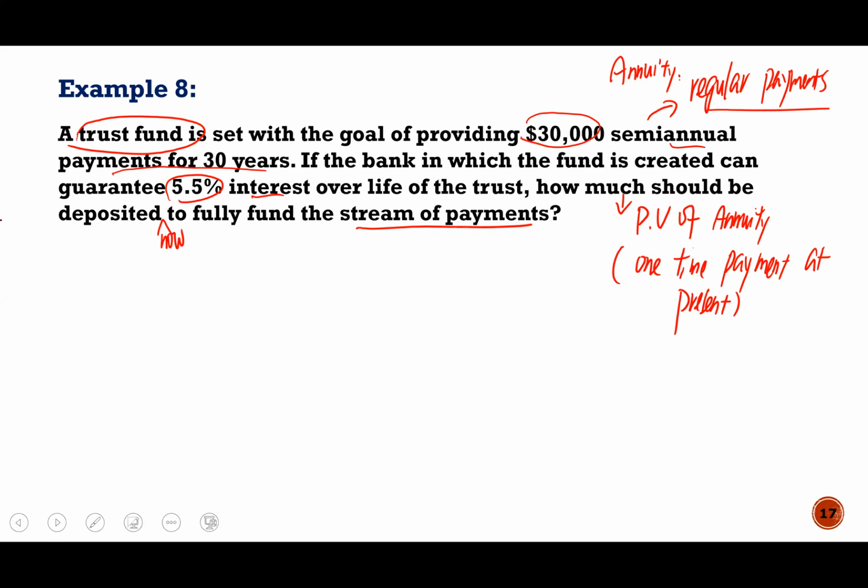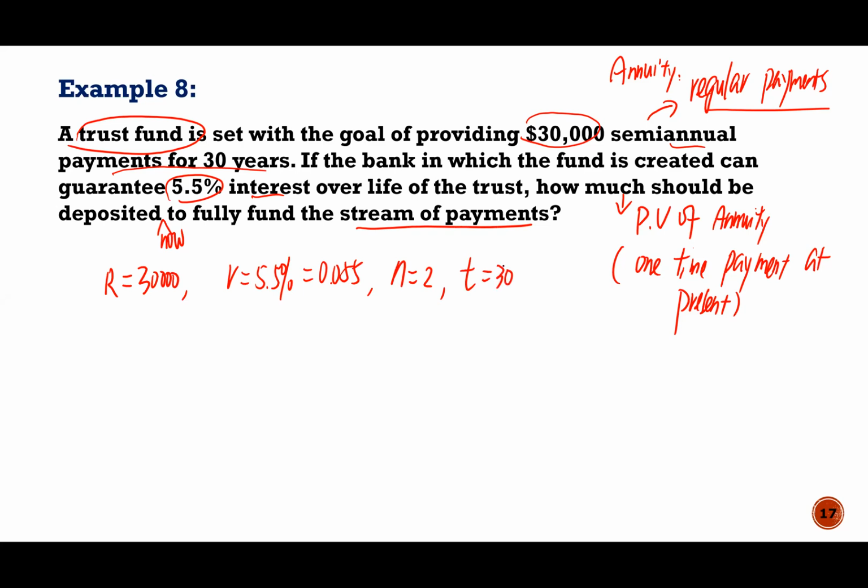So now one more time, let's list all the given information. We know the regular payment, it's 30,000. And we know interest rate, R is 5.5%. Okay, so this is 0.055. Okay. And we know number of compounding periods per year, right? So it's twice per year, semi-annual, twice per year. Time T, we also know that is 30 years.